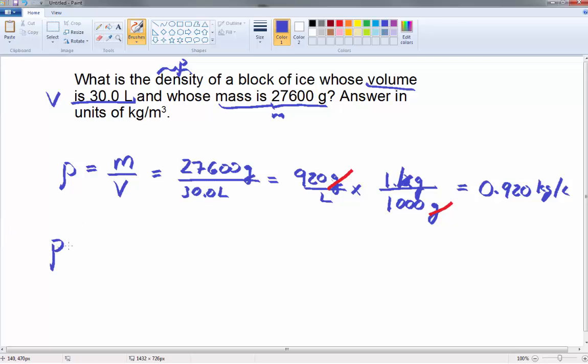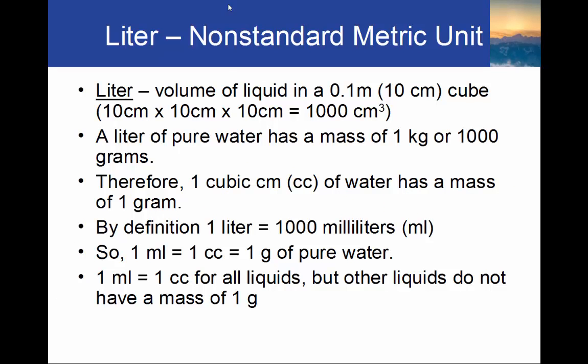So at this point, our density is 0.920 kilograms per liter. All right, now we need to figure out how to convert liters into cubic meters. Well, the next slide in our notes tells us about the liter, which is a metric unit, but it's not a standard one in the sense that it breaks from the mold of using meters strictly. And a liter is the volume of liquid in a 0.1 meter or 10 centimeter cube.